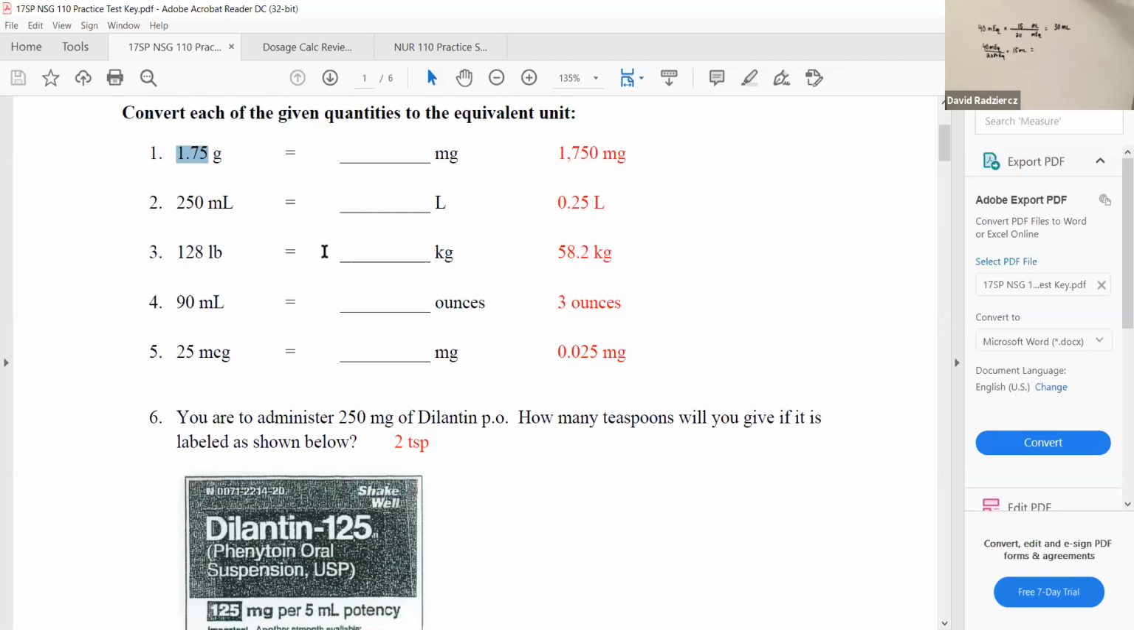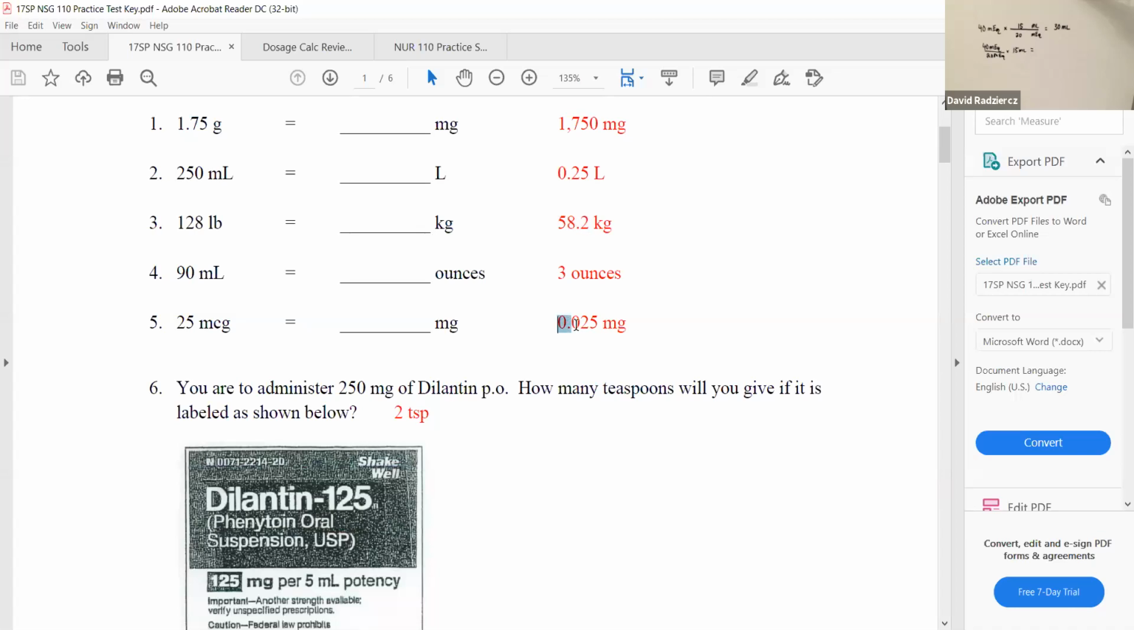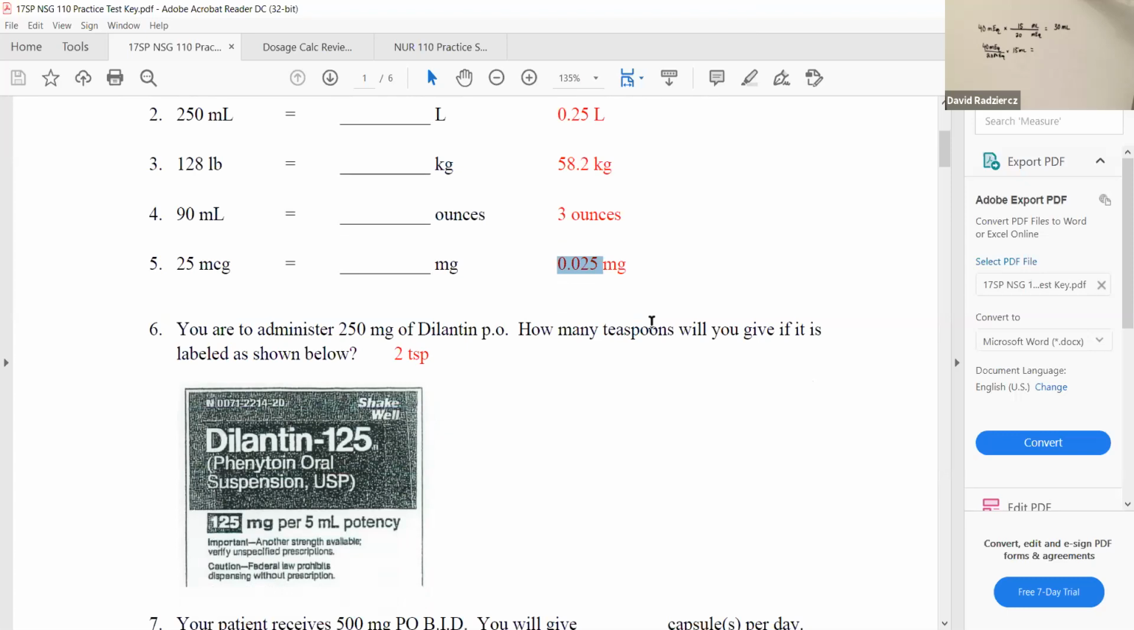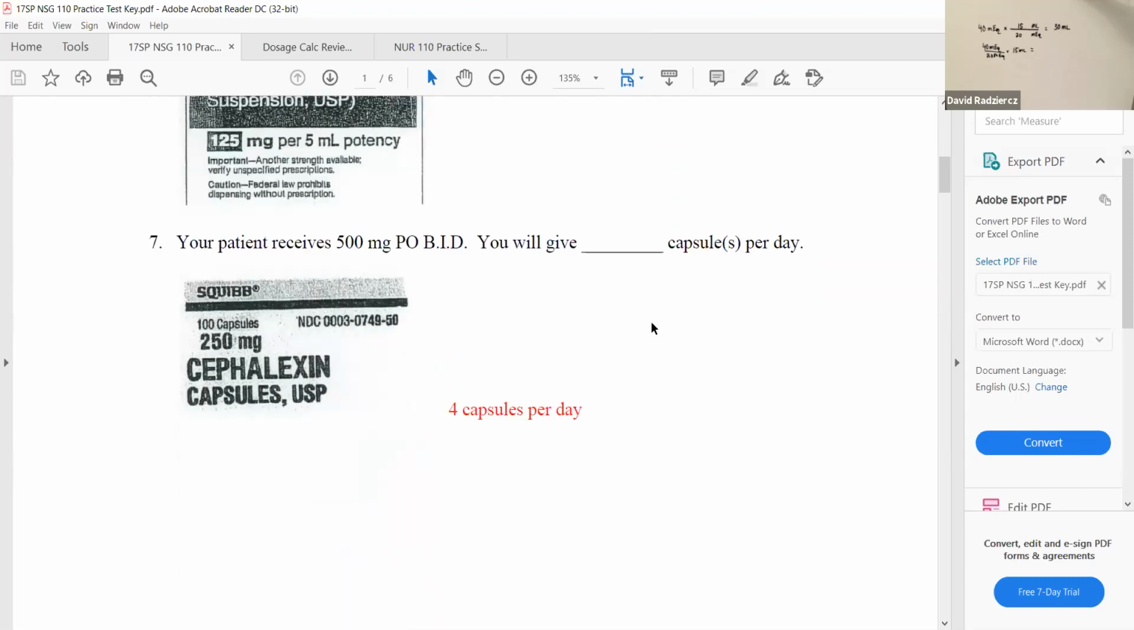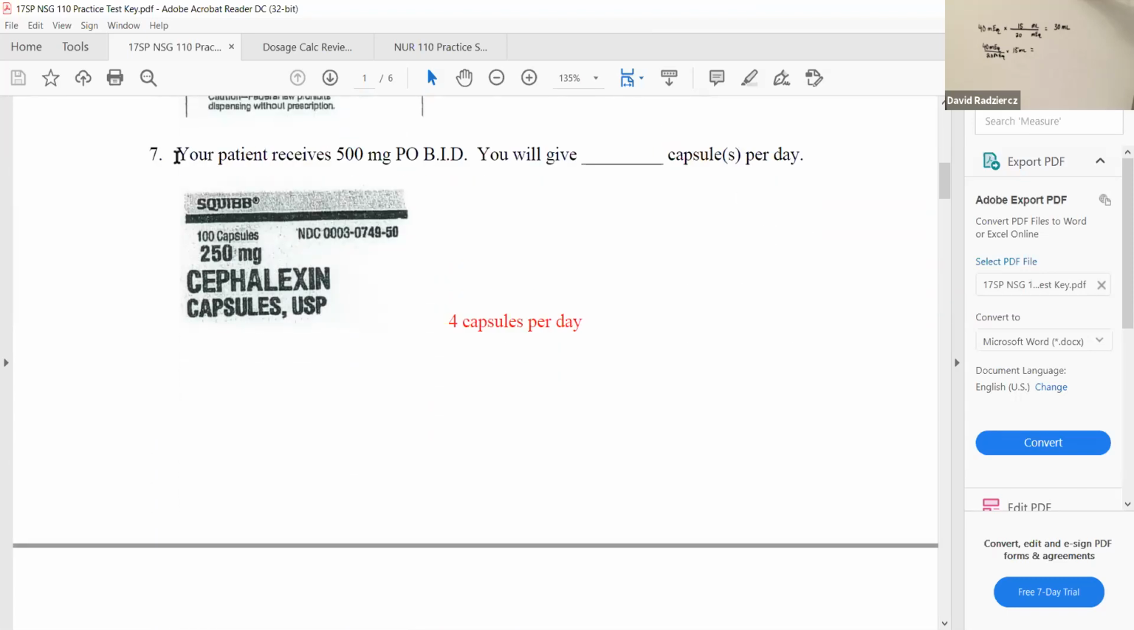But 128 pounds to kilograms, I did round that to the nearest 10th. Notice here, I didn't round that number either, 0.025. I just left it as it is. You'll see that some of these things are a variation of that question we looked at earlier. How many capsules would you give per day? Your answer would be 4 capsules per day, because you have to account for your BID. If this said 500 milligrams TID, 2 times 3 would be 6 capsules per day.